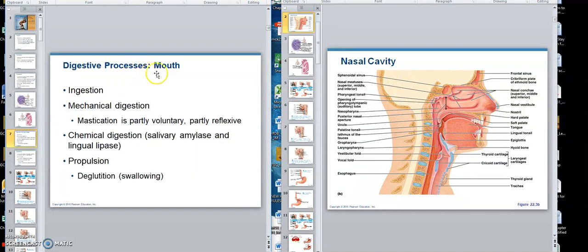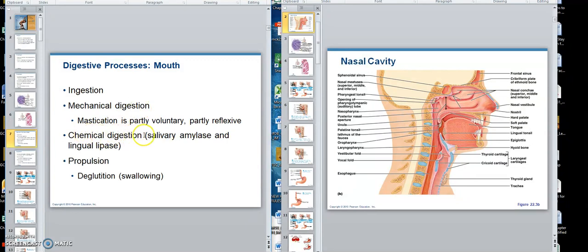Digestive processes in the mouth. So here's the mouth. Ingestion, mechanical digestion. What does that mean? That means the chewing up. And that chewing up is going to take you into a bolus of food, with the teeth assisted by the tongue. The mastication is partially voluntary, partially reflexive, because once you get back here a while, the reflex we call deglutition, swallowing, is going to take over. But the initial part, you've got to chew. You have mechanical digestion, that's breaking the food up.